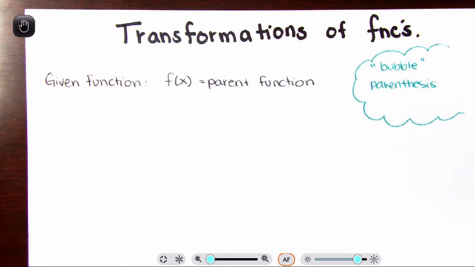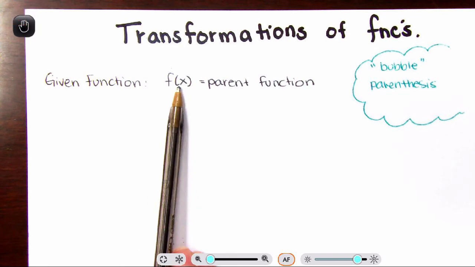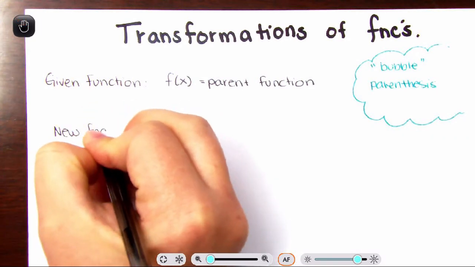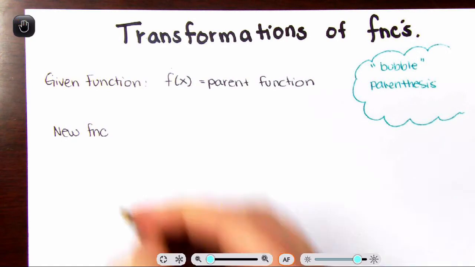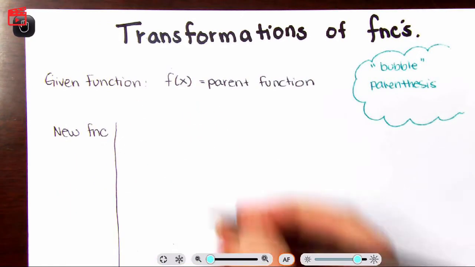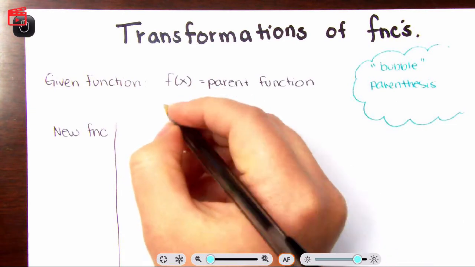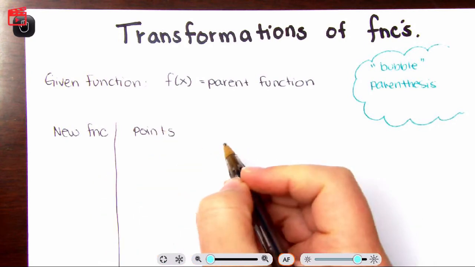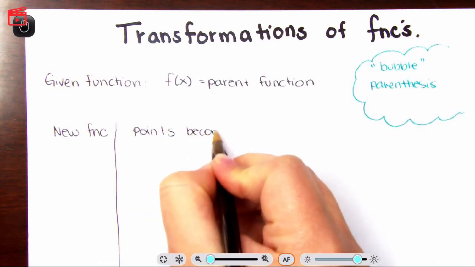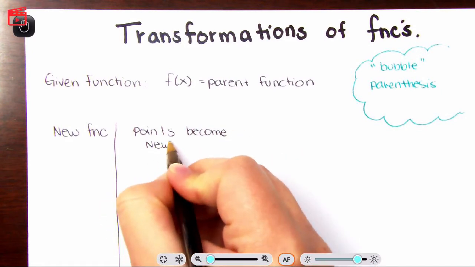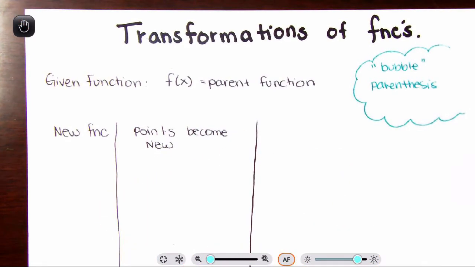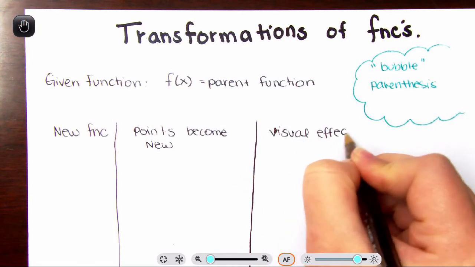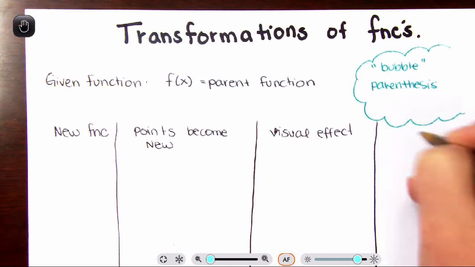So the first thing we're going to do is say, here's our parent function, and here's our new function, our transformation. Let's go ahead and draw a line here. Then we're going to say how the points on the graph, how the new points, are going to become. Then we have the visual effect. And then I'm going to give you an example.